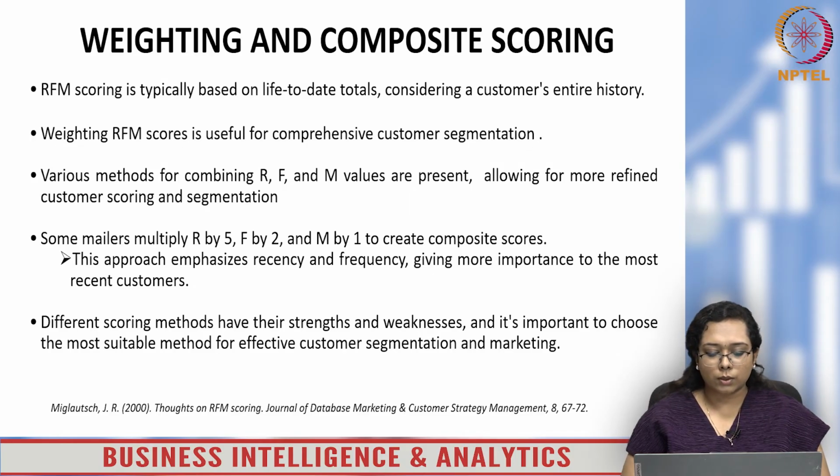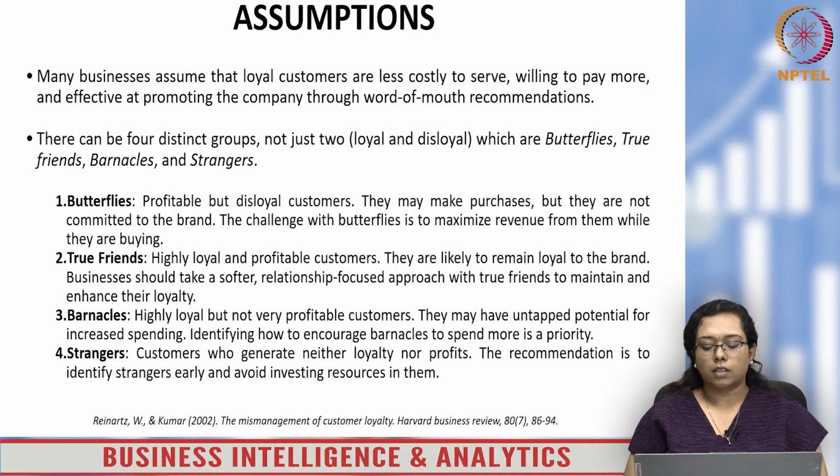So this is also taken from the same paper. We have already seen how the weights are given to various metrics by the business. For example, some businesses might give more privilege or points to R, some might give more points to F, and some may give more weight to monetary value.